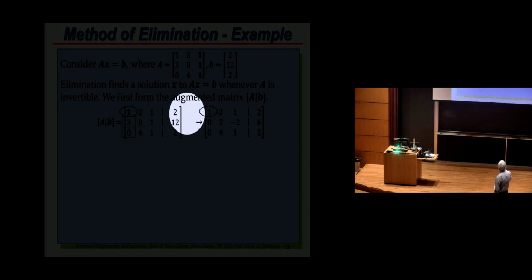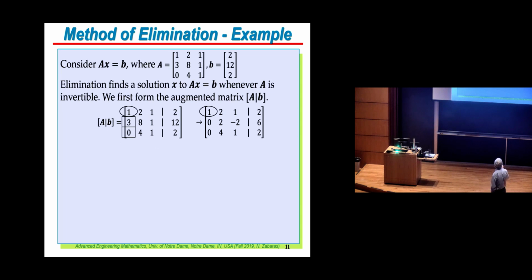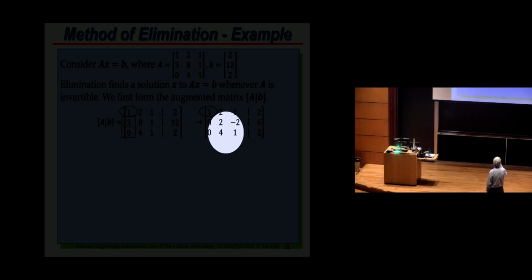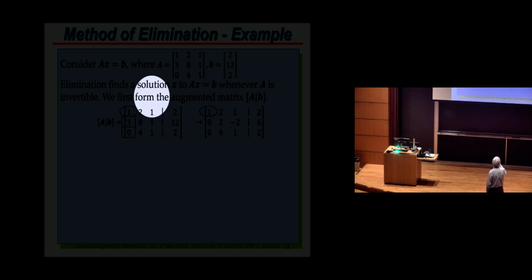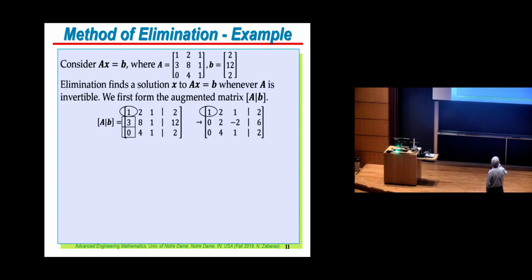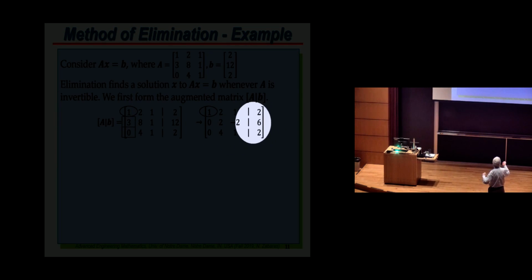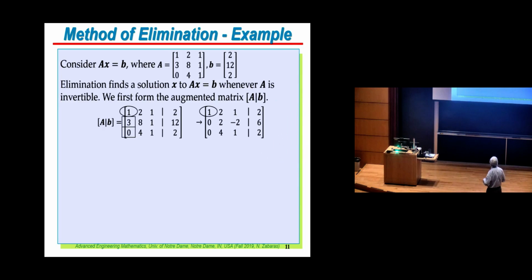Take 3 times row 1 and subtract it from row 2. So 3 and 3 will cancel. 8 minus 6 will give me 2 there, all right? And then 1 minus 3, can you see the minus 3 there? Because we multiply row 1 by what? 3. So 1 minus 3 gives me minus 2, and I do the same thing on the right-hand side. So 12 minus 3 times 2 gives me 6, okay? And so I got rid of that 3.